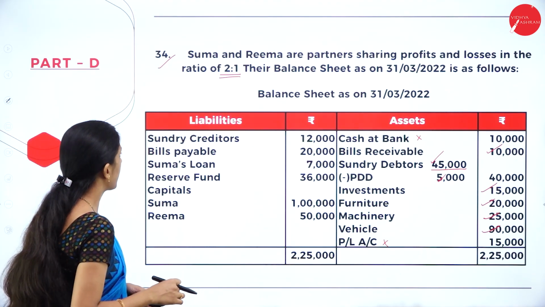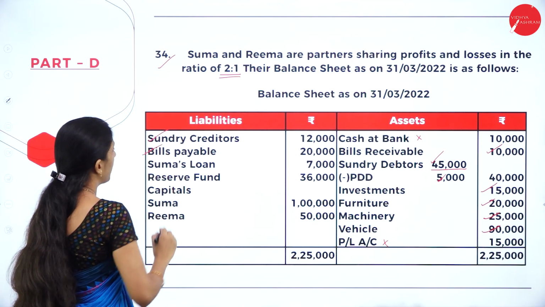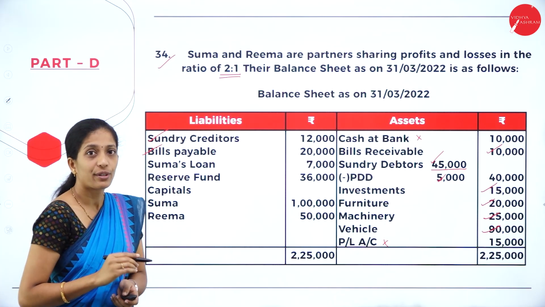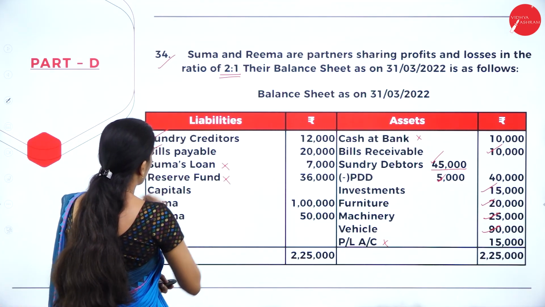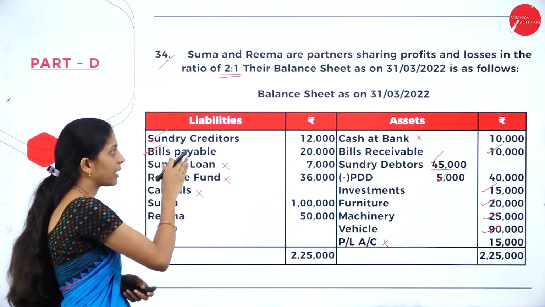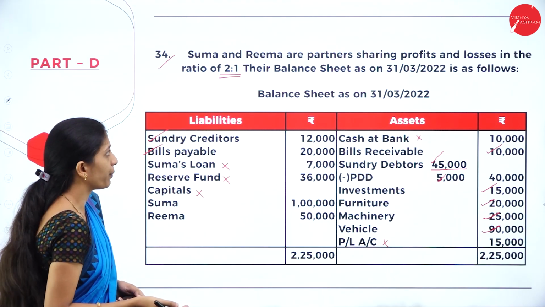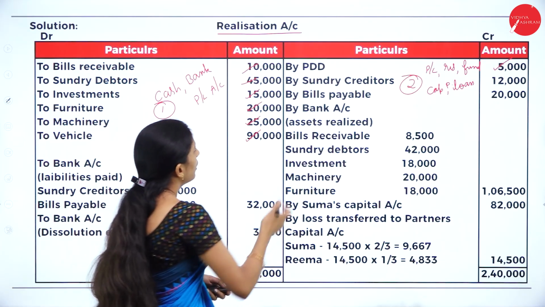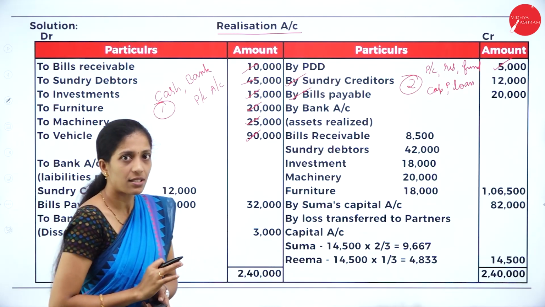Now, go through the liabilities. So, we have sundry creditors we have to take, bills payable we have to take, Suma's loan, it is partners loan, no need to take, reserve fund, no need to take, capital, no need to take. So, there are only 2 items, along with that we have PDD also. Okay. So, sundry creditors, bills payable. So, second step is done.